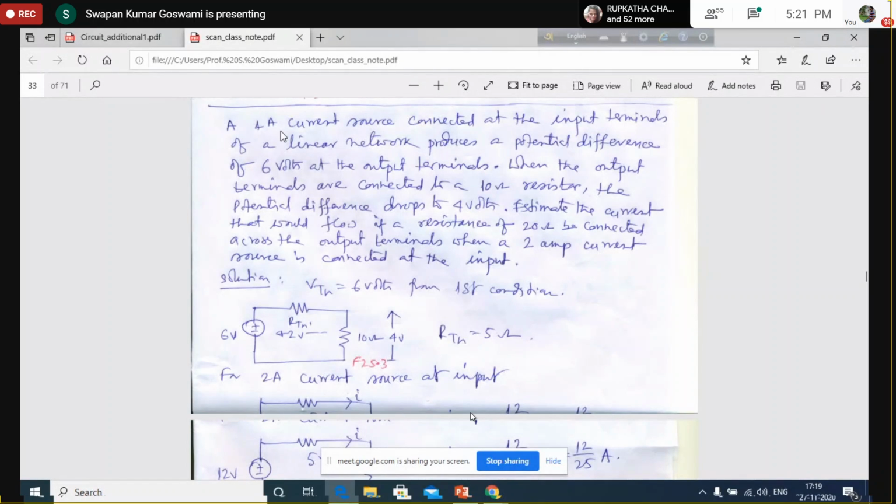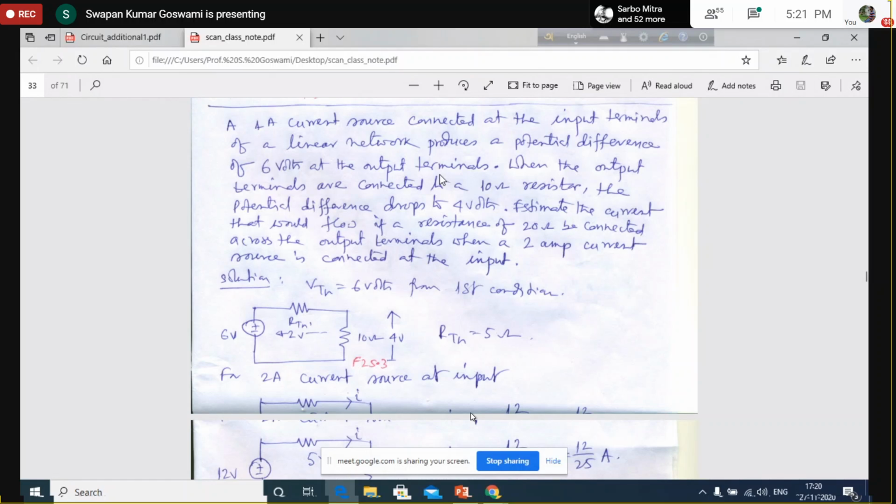So a 1 ampere current source at the input is producing 6 volt at the output terminals. If the current source is made 2 ampere, it will be 12 volt at the output. If the current source is made 3 ampere, it will be 18 volt at the output. This is the meaning. Now from this first statement, we can identify that at the output terminals, the open circuit voltage is 6 volt.